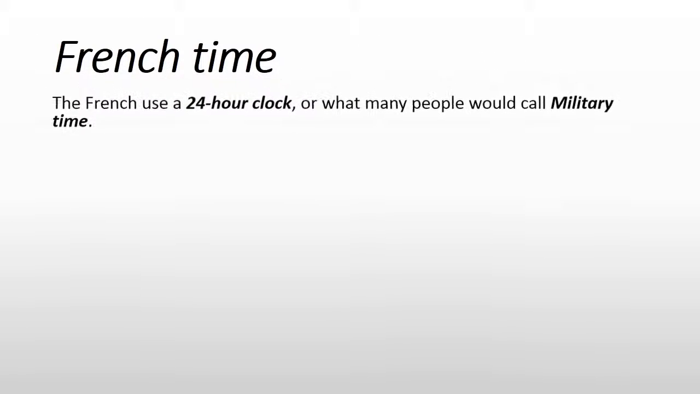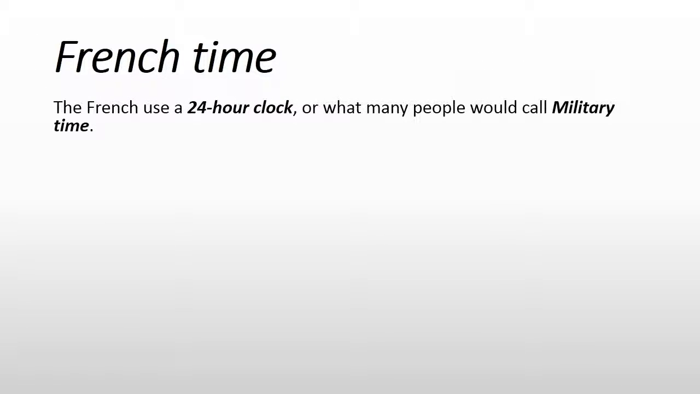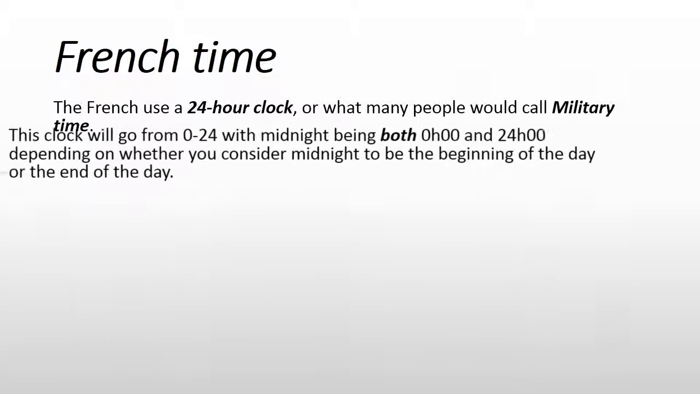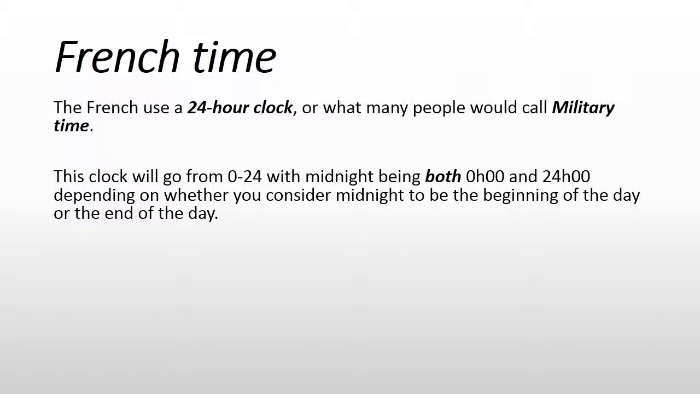So telling French time. First thing, the French use a 24-hour clock, or what most people here in the United States would consider military time. So our clock, the way we tell time, we go from 1 to 12 and then start over again, 1 to 12. They don't do that. They go from 0 to 24.